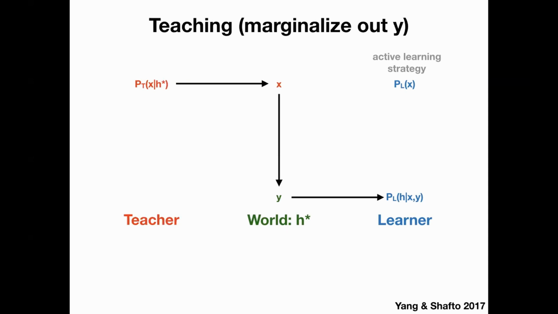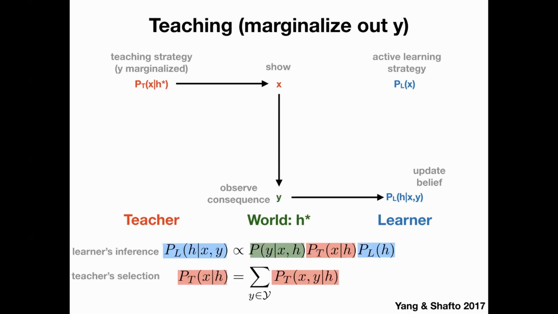The first step is to get rid of Y. We do so by marginalizing out, or averaging out, the probabilities of the different consequences Y. This is shown in P sub T of X given H star, which is the teaching strategy after marginalizing out Y. Since Y is not given by the teacher, the learner is only shown the instruction to try intervention X. He then tries the intervention, observes the consequences Y, and updates his belief.